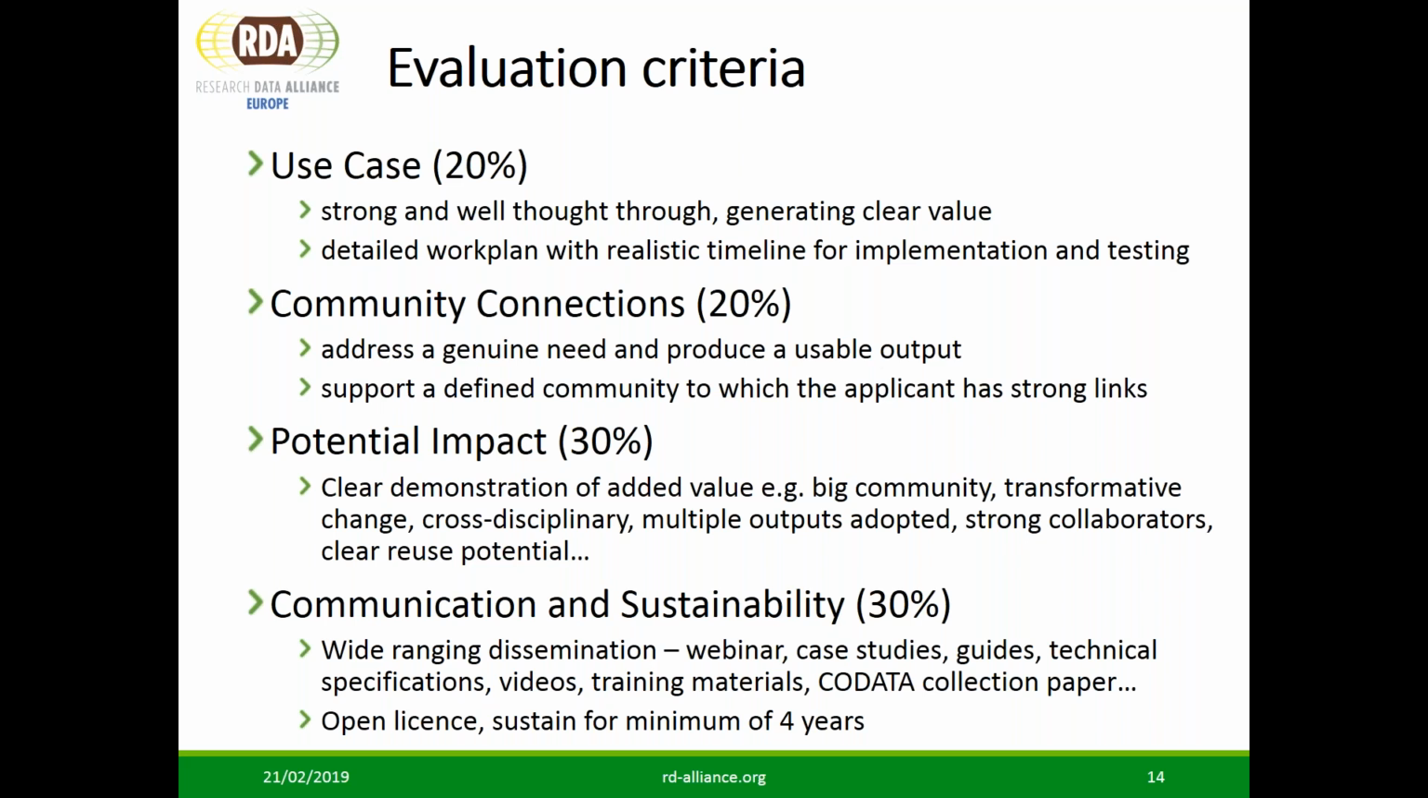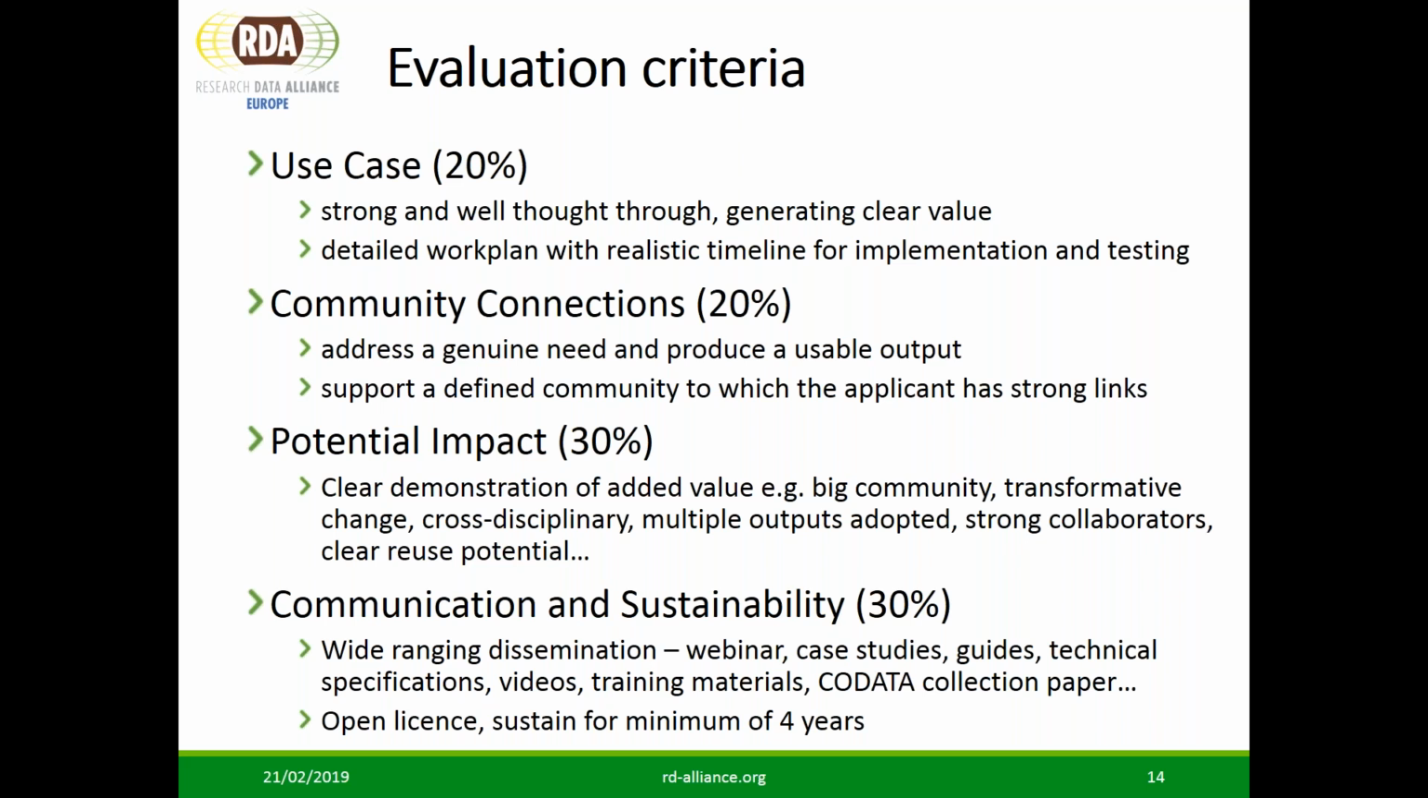for implementing and testing your adoption case. In terms of the community connections, this is about showing that you're addressing a genuine need and that what you're producing is a usable output, but also that you have those relevant connections. You have a defined community to which you've got strong links. So we know that you have the relevant contacts to reach out to develop the idea and to implement it and to test it.